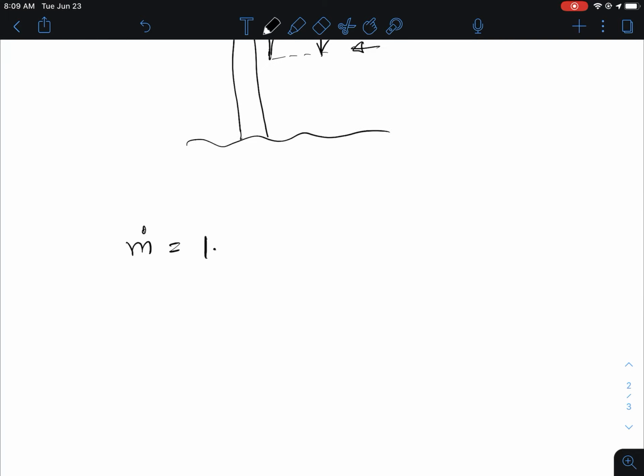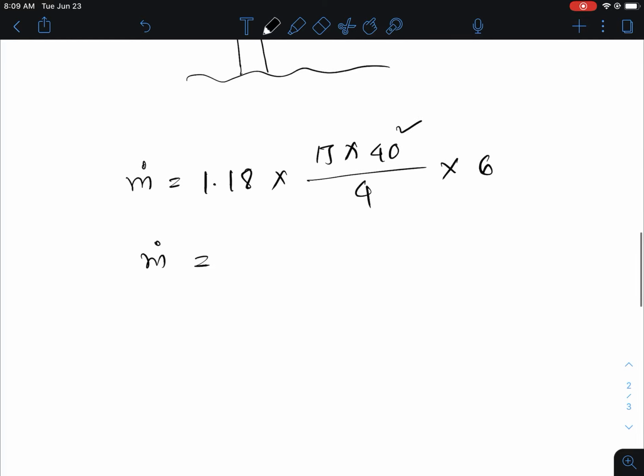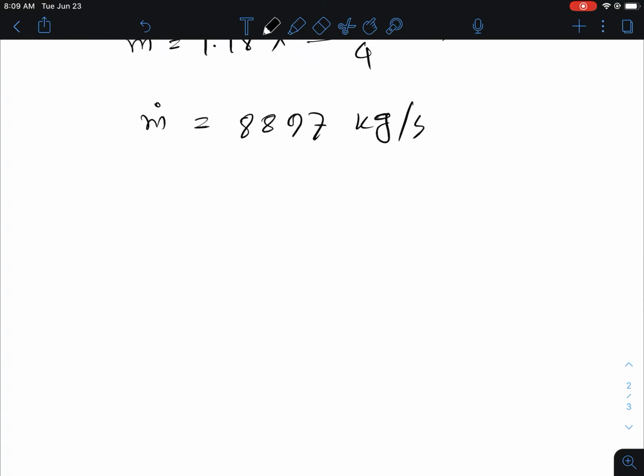So let's plug in all those values. Mass flow equals 1.18 times pi times d squared, which is 40 squared, divided by 4 times velocity, which is 6. So mass flow in terms of kg per second is 8897 kg per second. So we know the mass flow rate, right?